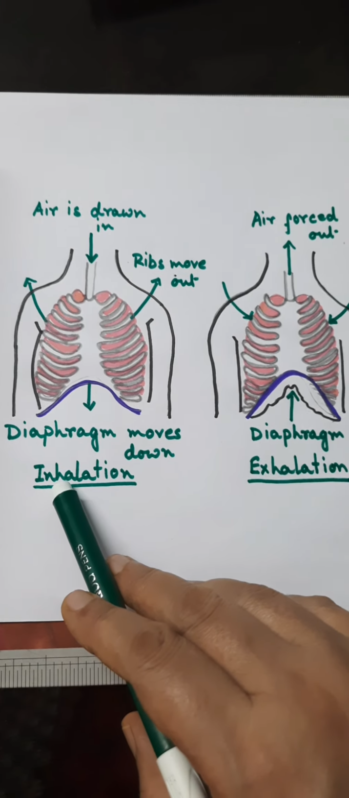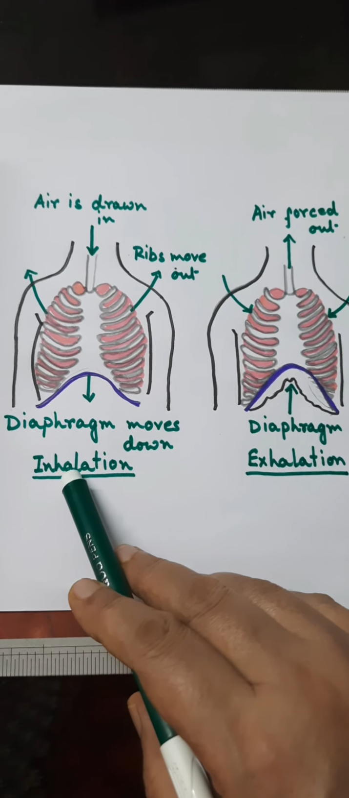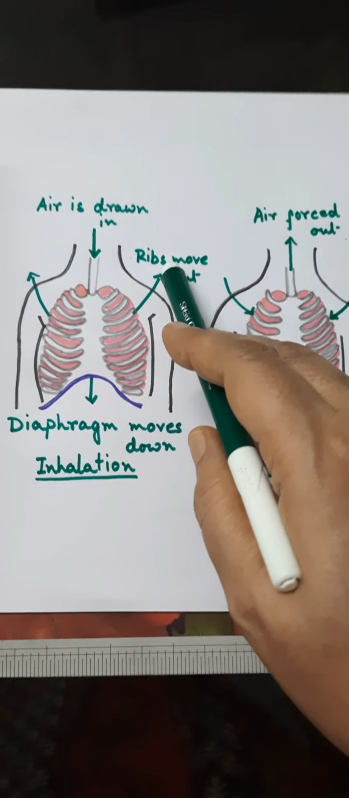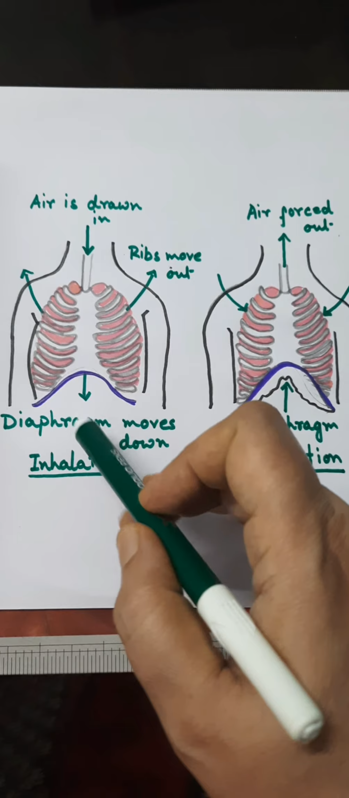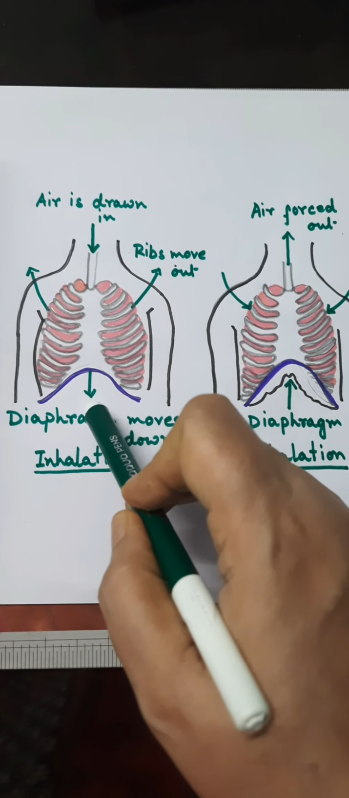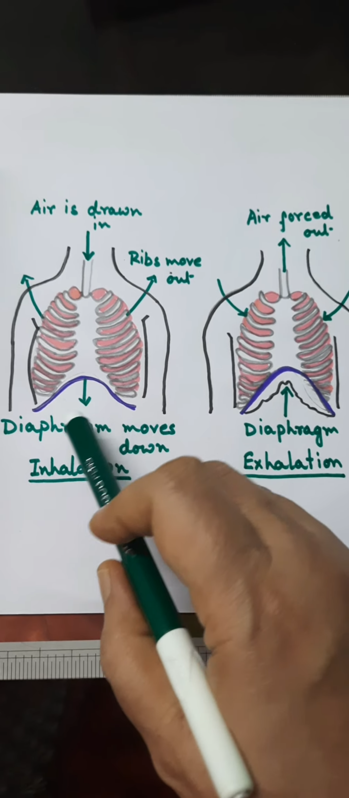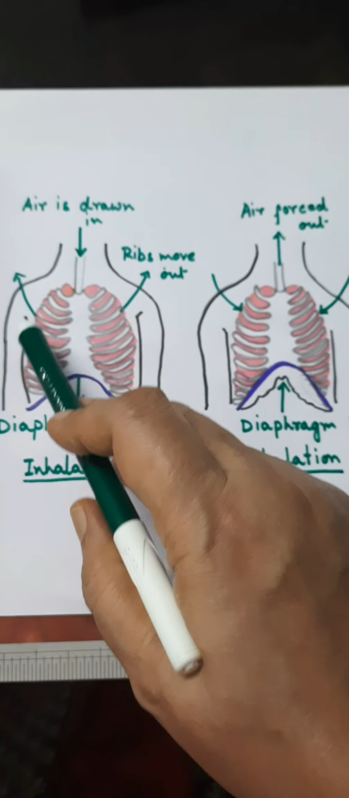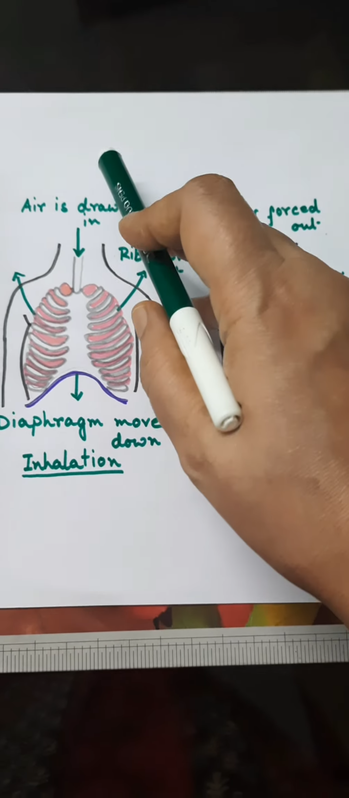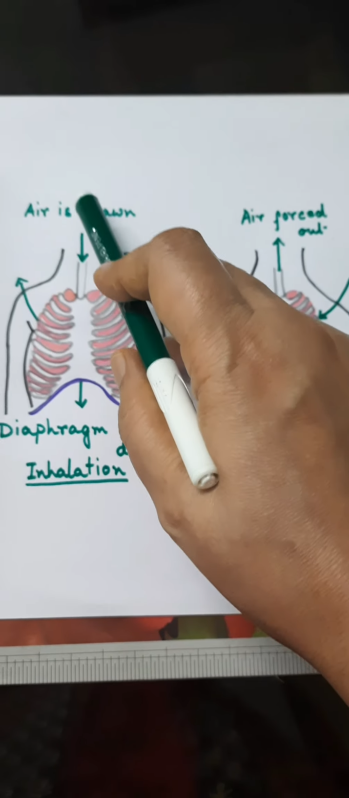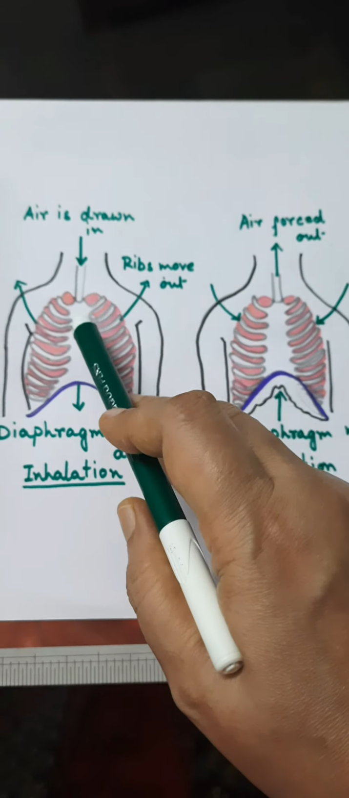So first, inhalation. During inhalation, ribs move up and the diaphragm moves down. This movement increases space inside our chest cavity, and air rushes into the lungs. So air rushes into the lungs.